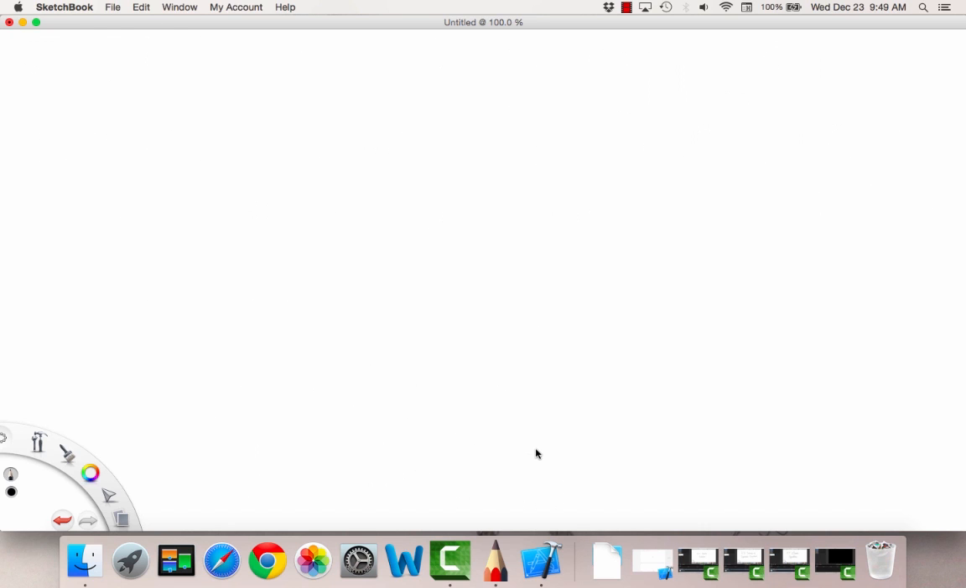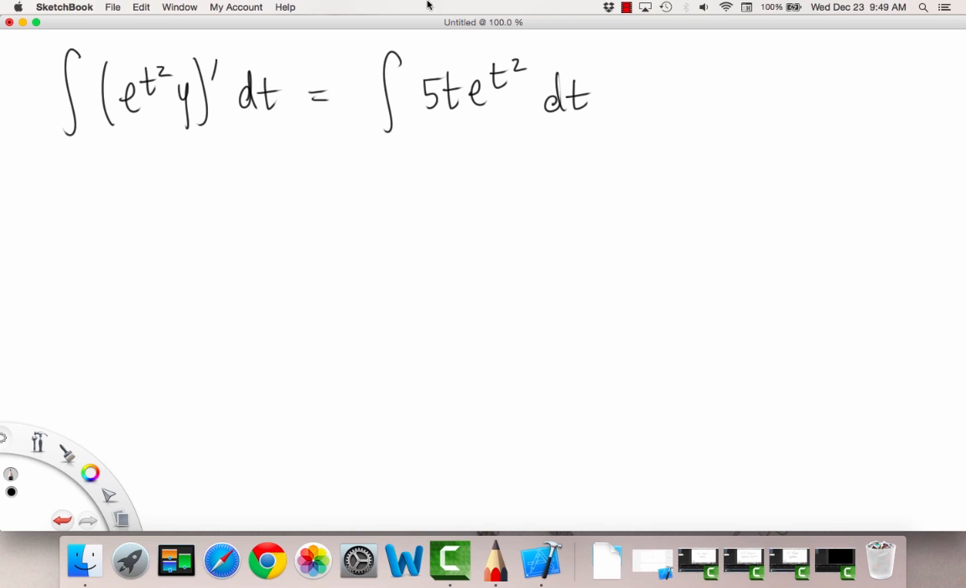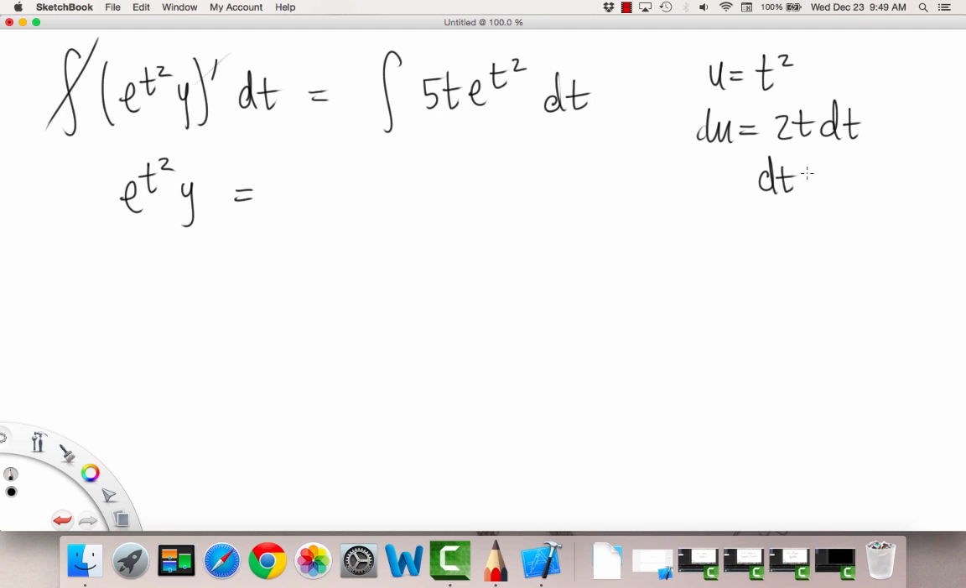We'll continue this on the next slide. So now we have the integral of e to the t squared times y prime dt equal to the integral of 5t e to the t squared dt. On the left side, that's pretty simple: the integration and the differentiation cancel out. The right side is the trickier part, so we'll do u substitution here. u is equal to t squared, so du is equal to 2t dt. If we get dt by itself, so we can do direct substitution, we get du over 2t.